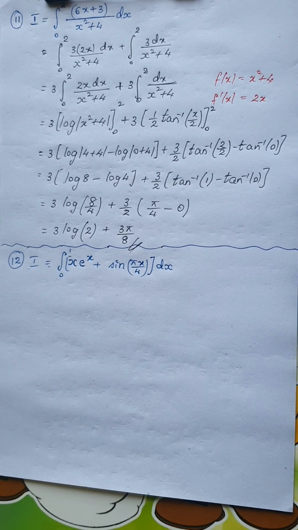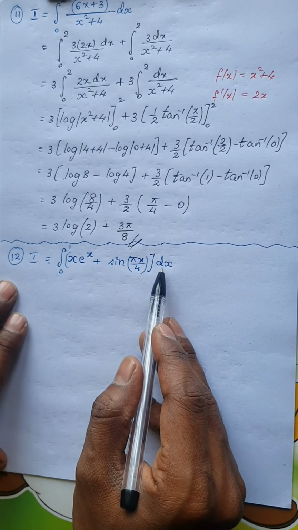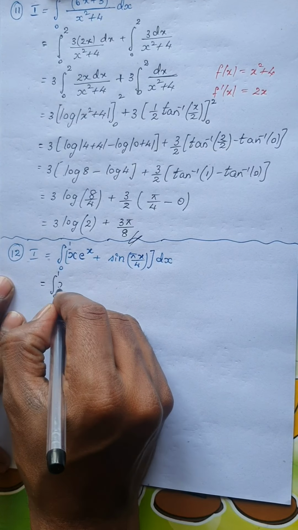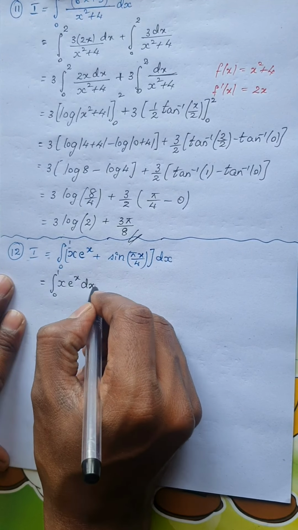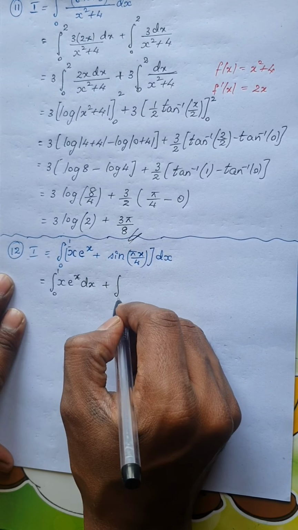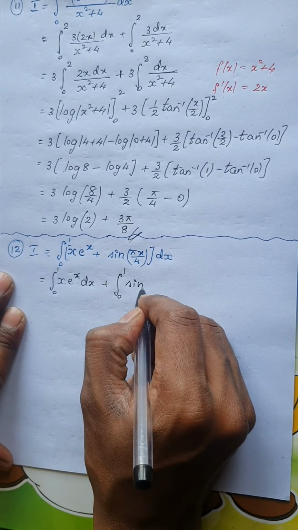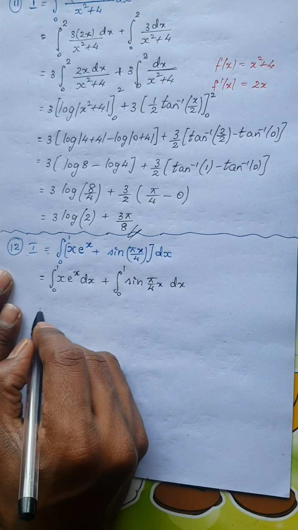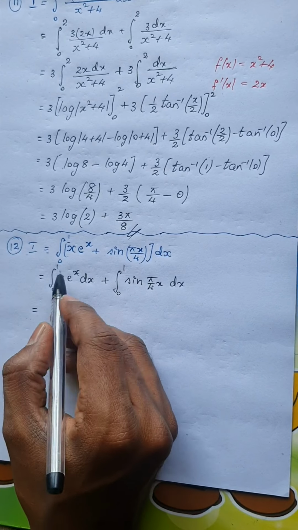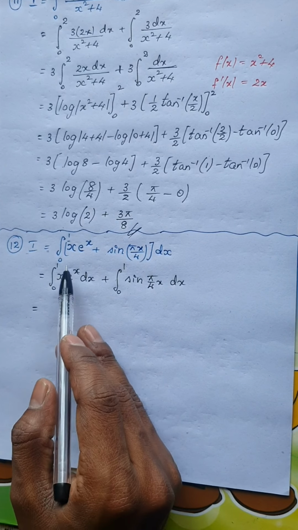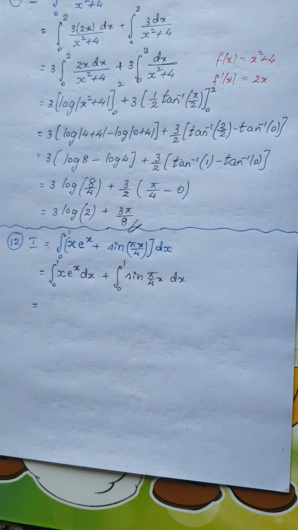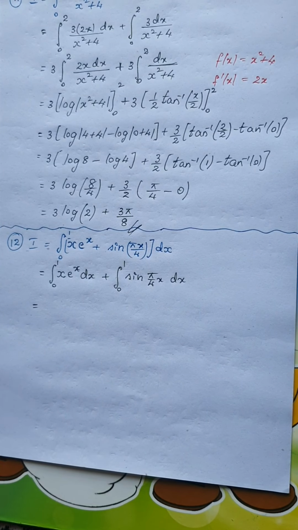So moving on to the next integral, we have the integral from 0 to 1 of x e power x dx plus sine of pi by 4 x dx. Let us split the integral. So it is the integral from 0 to 1 of x into e power x dx, okay, plus again the integral from 0 to 1 of sine of pi by 4 x dx, okay. So this is nothing but, remember this is a product of two functions, so I have to use the integration by parts procedure, okay. I hope you remember the procedure of integration by parts.